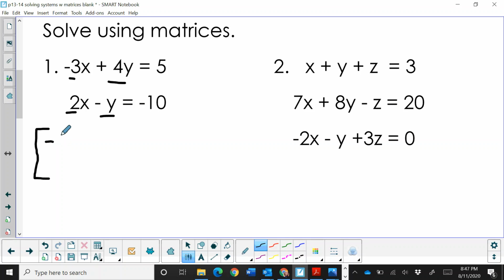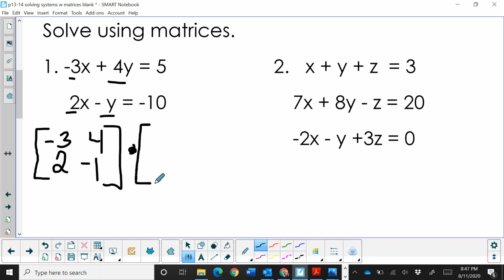So the first row is -3 and +4. And again, if these variables are in the wrong order, you need to get them in the right order. So the x's are the first column and the y's are the second column. These are already set up for us. And then the second row is 2 and, of course, -1. So that's how we set up our coefficients.